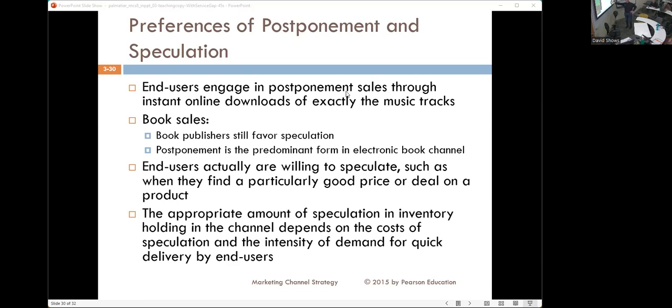So, what are the keys? Speculation depends on the cost and the intensity of demand for quick delivery. And very, very much of that is led entirely by the consumers. And it's why we need to pay attention.